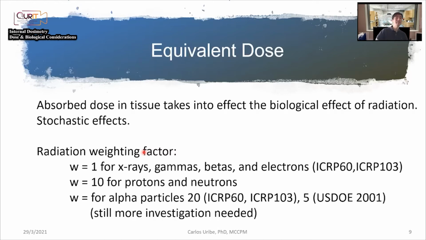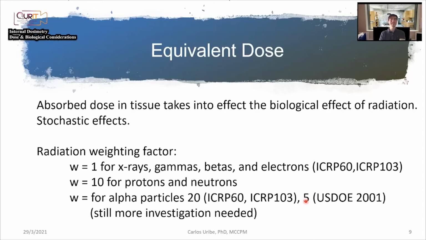When you use alpha particles, ICRP 60 and ICRP 103 publications used to deal with a weighting factor of 20. Now, new publications have been revising that and saying, okay, no, this is more like a factor of 5, but still more investigation is needed. And what I mean with this is, at least even in nuclear medicine, we still need to understand much better the biological effects of the dose rates of our therapies.